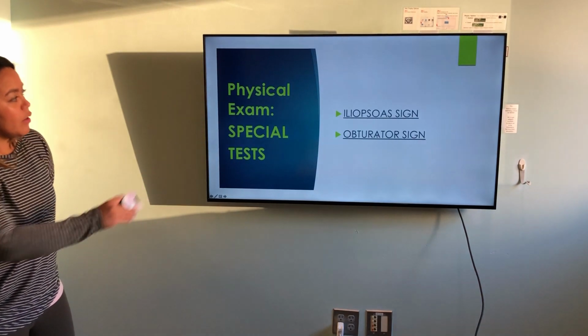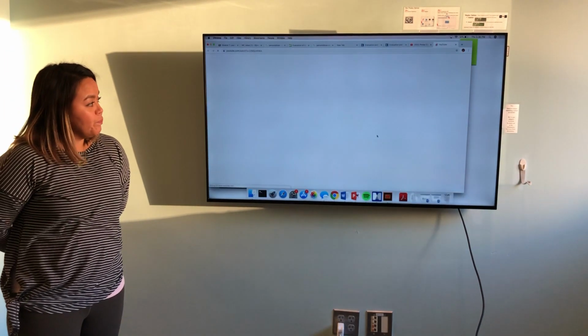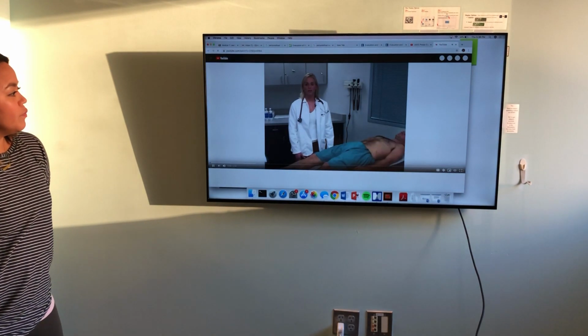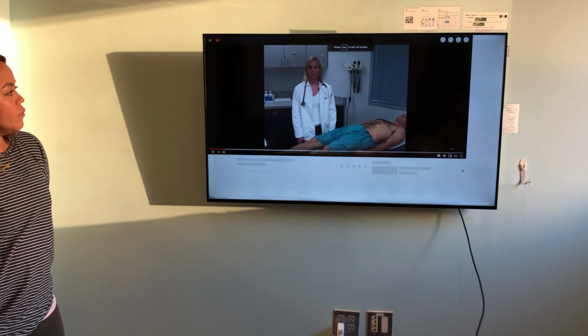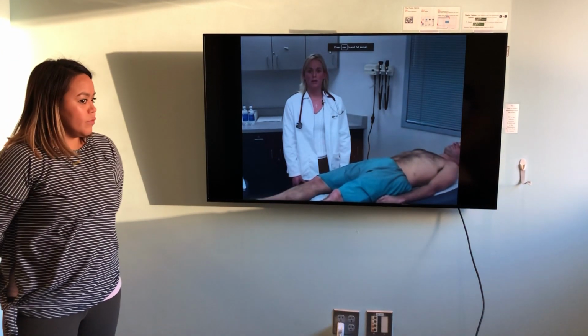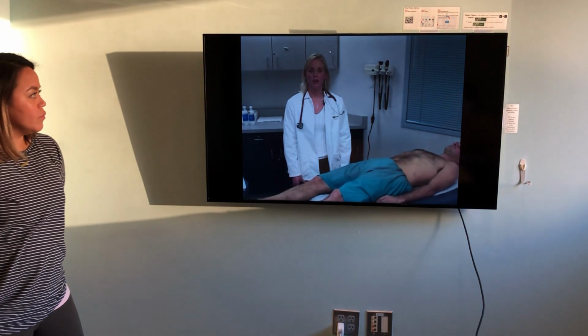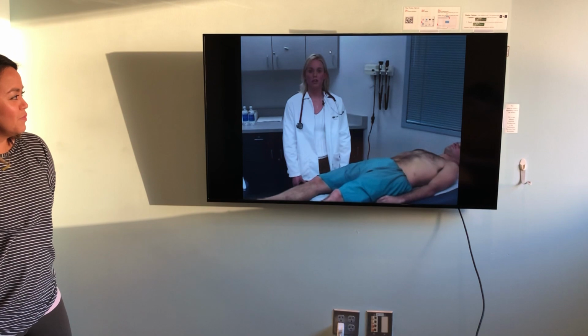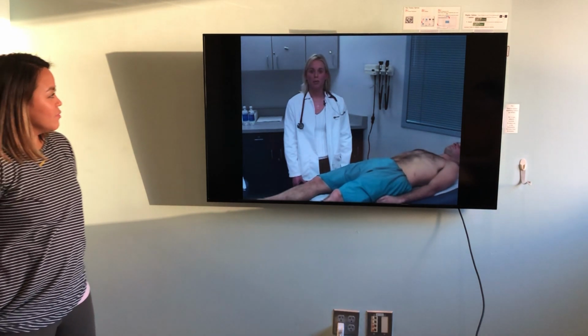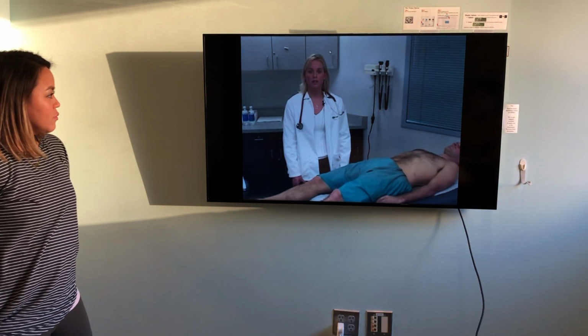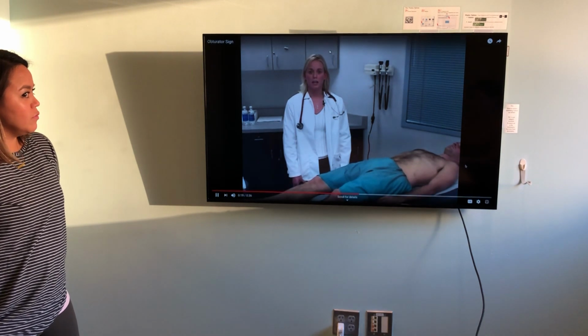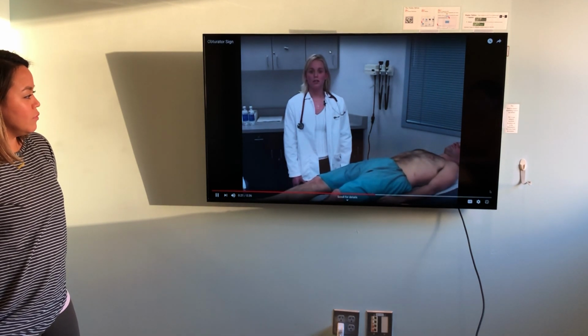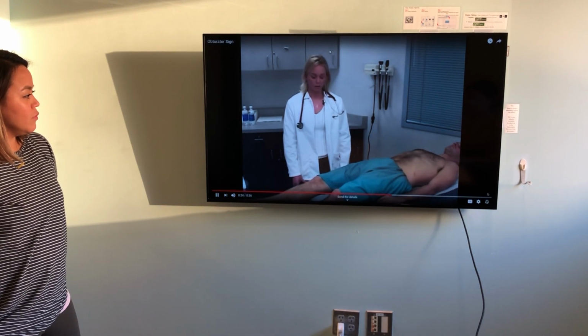Next, I want to show you about the obturator sign. The obturator sign is another sign of appendiceal irritation. The internal obturator muscle lies close to the appendix on the right. When this muscle is stretched in the setting of an acute appendicitis, the patient experiences increased right lower quadrant pain. To perform this test, flex the patient's leg at the hip and the knee, then internally rotate the hip. This stretches the internal obturator muscle.